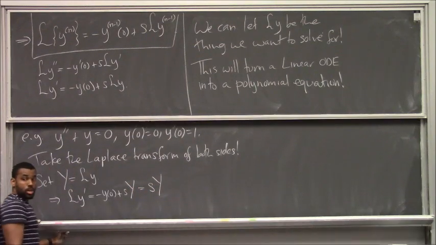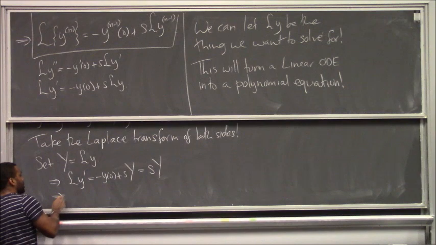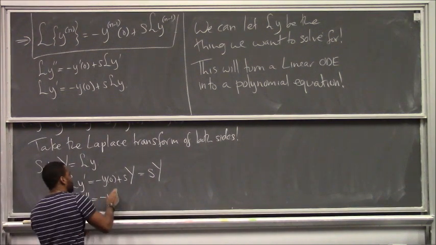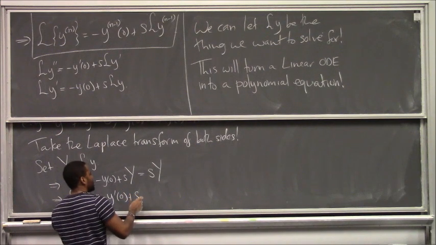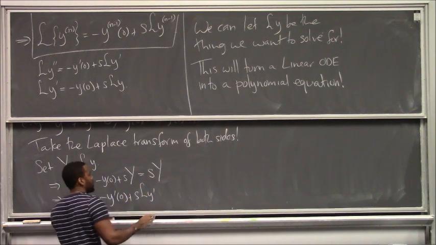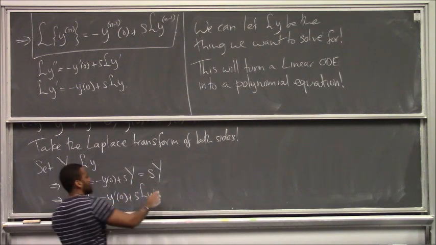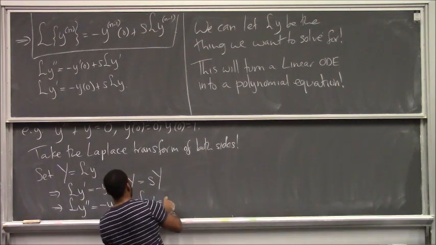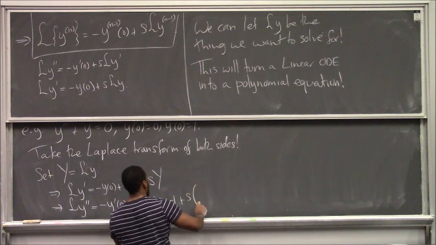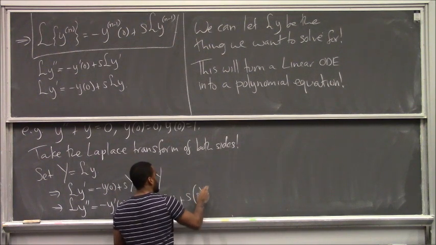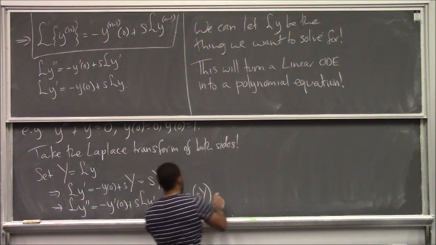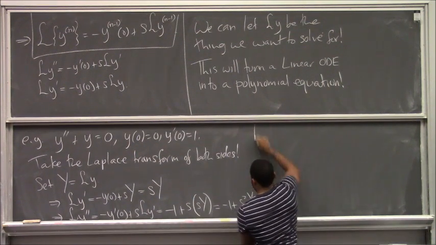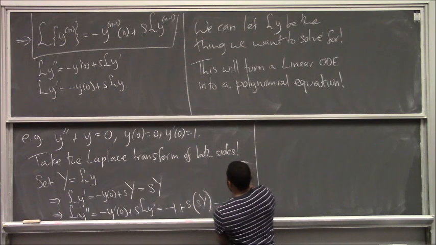Again, the Laplace transform of y double prime. Well, that's minus y prime of 0 plus s times the Laplace transform of y prime. The Laplace transform of y prime was this, and y prime of 0 is 1. So this becomes minus 1 plus s times the previous equation. So that just becomes minus 1 plus s squared times big Y. Obviously, the Laplace transform of 0 is 0.